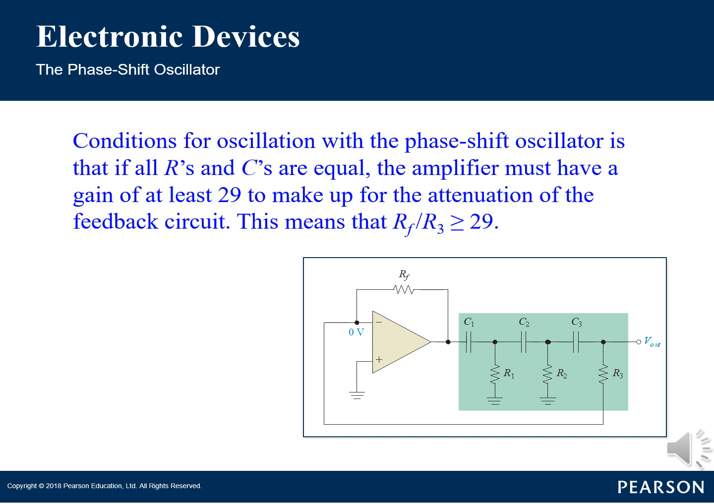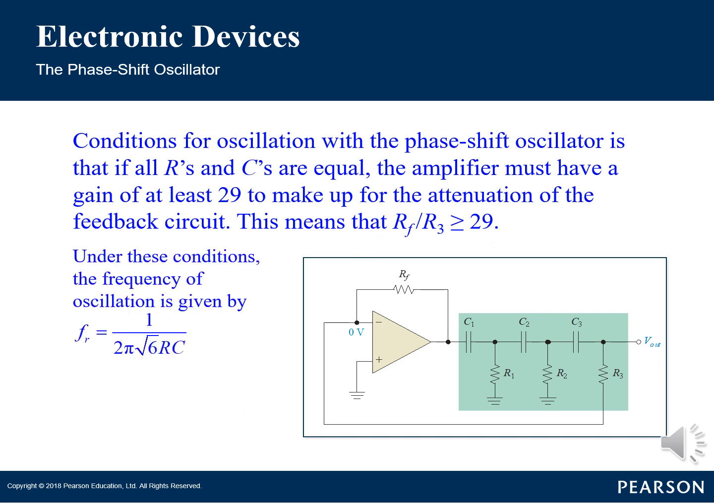The attenuation, B, of the 3-section RC feedback circuit is B = 1/29, where B = R3/RF. Looking back at the circuit, to meet the greater than unity loop gain requirement for oscillation with the phase shift oscillator, if all R's and C's are equal, the amplifier must have a gain of at least 29 to make up for the attenuation of the feedback circuit. This means that RF/R3 is greater than or equal to 29. Under these conditions, the frequency of oscillation is given by the equation f_R = 1/(2π√6 RC).